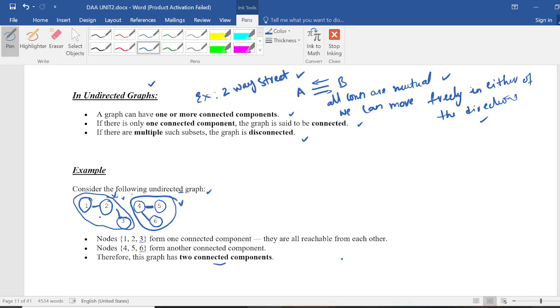These are externally not connected but internally fully connected, and are undirected graphs, so we can freely pass from one node to another in both directions.